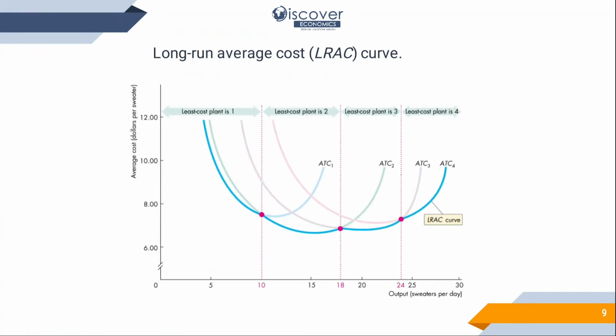Now we have 4 plants. You can say the least cost of plant 1 is at 10, the least cost of plant 2 is at 18 items, and then we have the least cost of plant 3 at 24 items, and then we have 30, overall 30 units if we are producing 30 units.